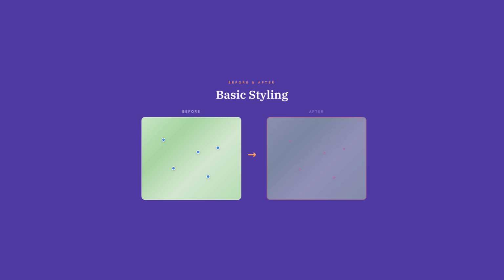Here's what basic styling looks like in action. On the left, the default map with simple blue markers. On the right, the same data with custom orange star markers, larger, more distinctive, and easier to spot at a glance.